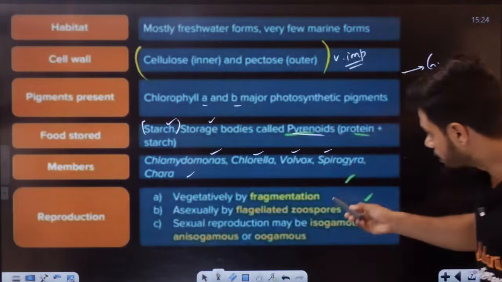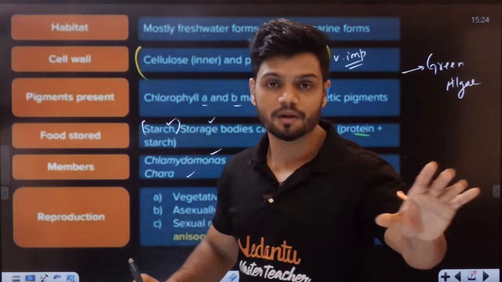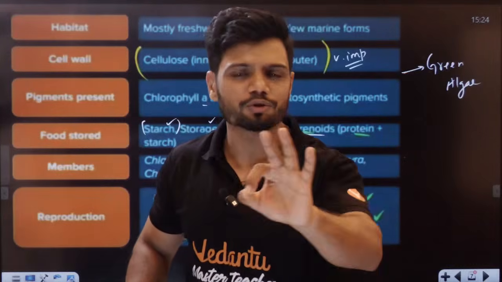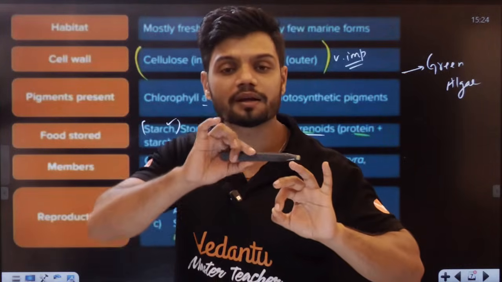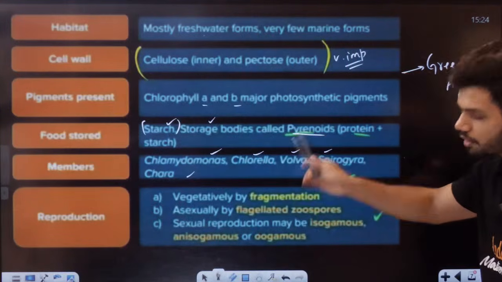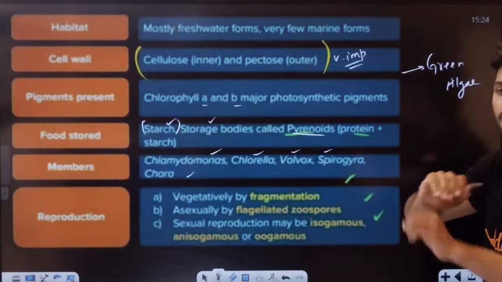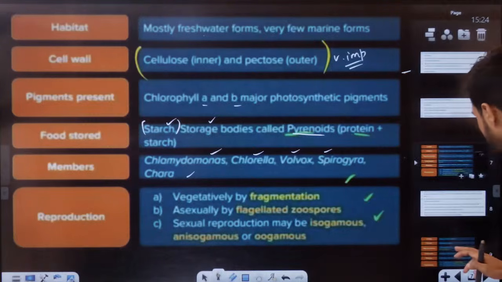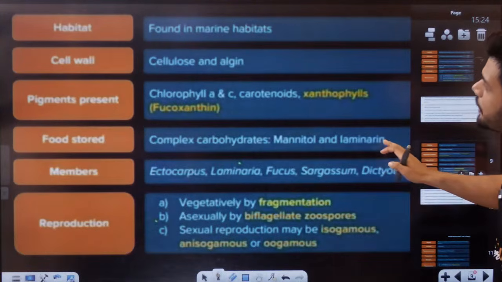Now reproduction, nothing to worry about. In Chlorophyceae all three types of reproduction are present: sexual, asexual and vegetative. All three reproductions are present here. If you remember this, you are sorted for Chlorophyceae. Now students, let's talk about brown algae.